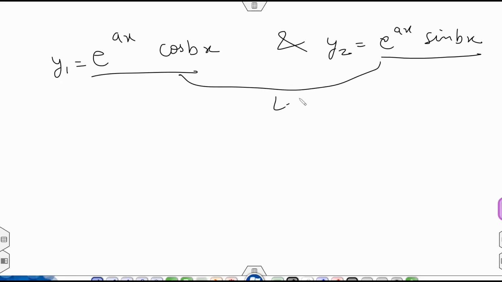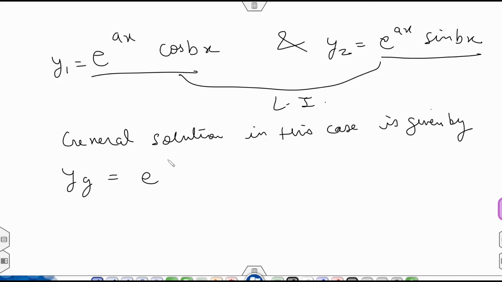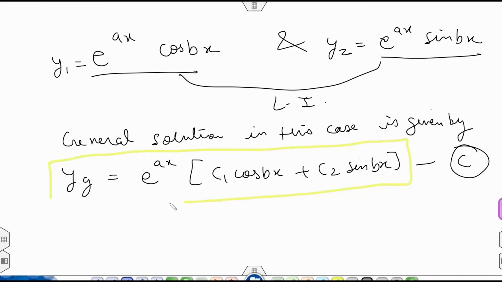So what will be our general solution in this case? The general solution, which I am writing as yg, is given by e to the power ax into c1 cos of bx plus c2 sin of bx. I'll call this equation number C. So these are the three cases, and now we will move on to solving problems using this theory.